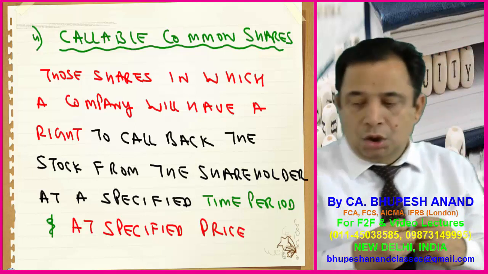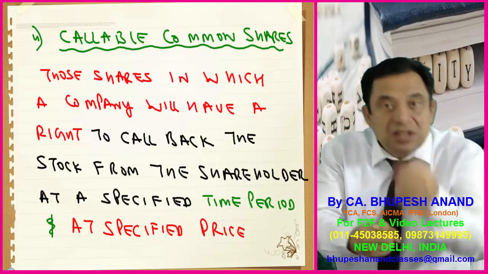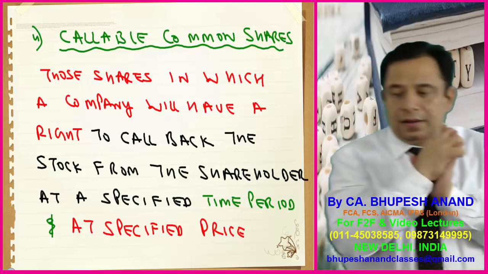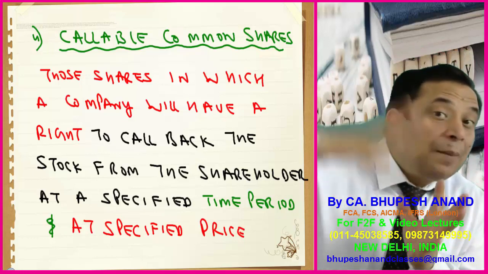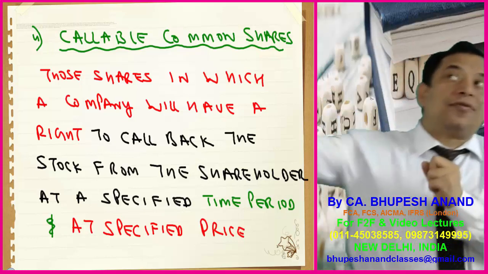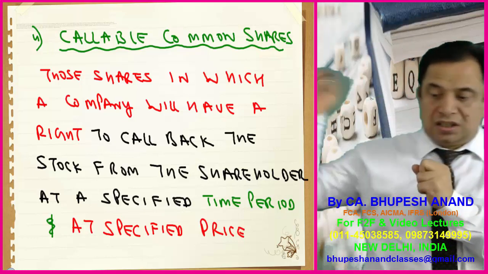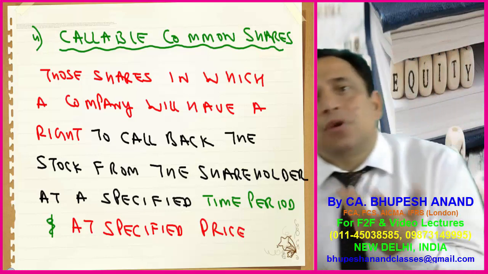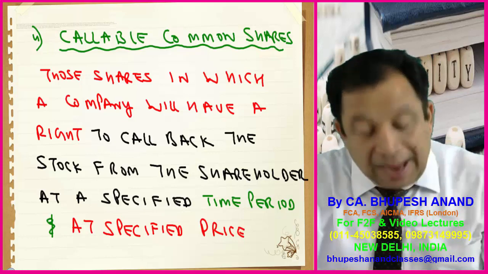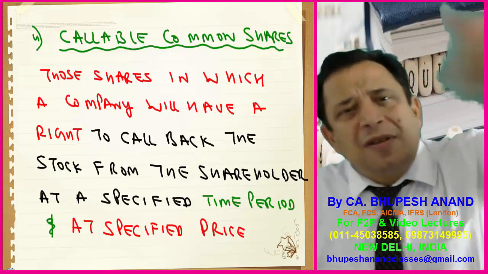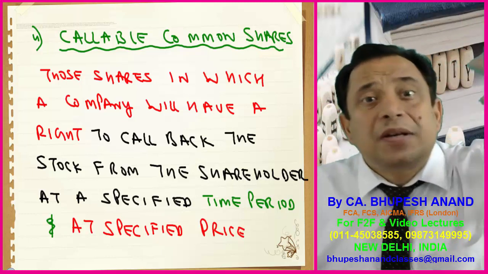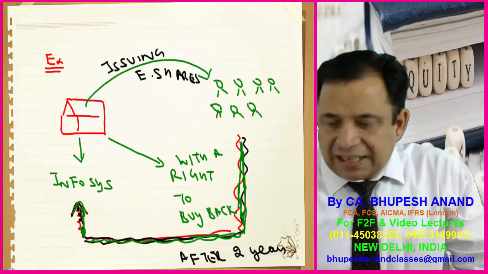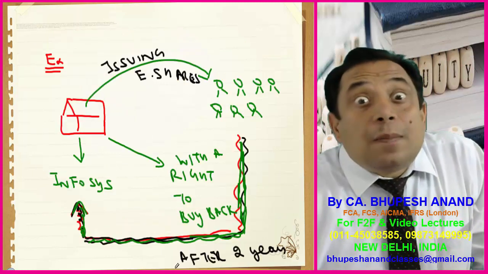Callable common shares. Those shares in which a company will have a right to call back the stock. It means the company has a right to call back the stock from the stakeholders, from the shareholders at a specified time. Let it be 2 years, let it be 3 years, let it be 4 years, and that period is mentioned in the agreement at a specified price. It means whatever may be the price in the stock exchange, it is irrespective of that. The price which is specified in that agreement, that is named as callable common stock.